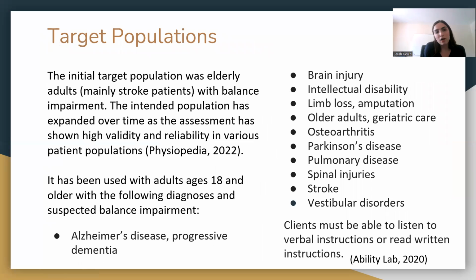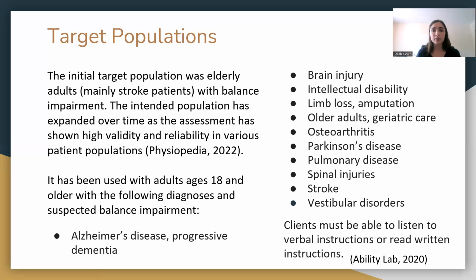The initial target population for this assessment was elderly adults, mainly those who had stroke, who also had balance impairment. But this population has since expanded because they've done a lot of research in different populations, and it has shown to be a reliable and valid measure for adults 18 and older who have balance impairments and also who have a bunch of these different conditions that often present with balance impairment.